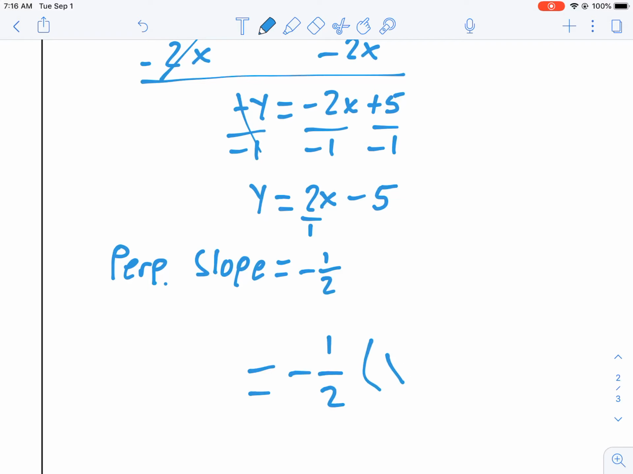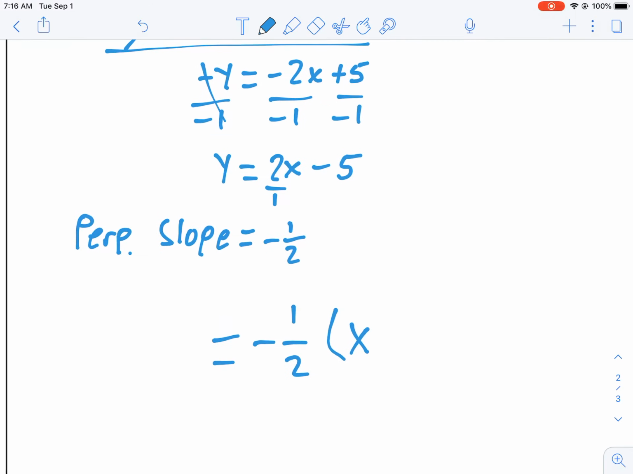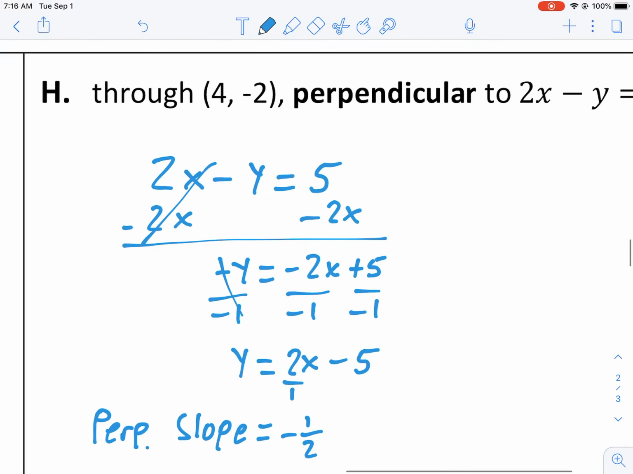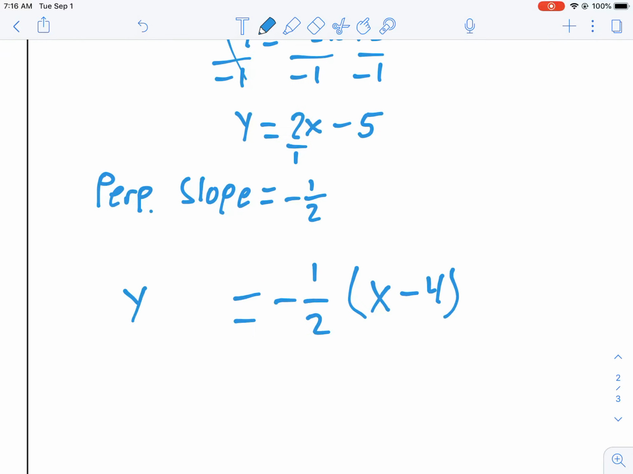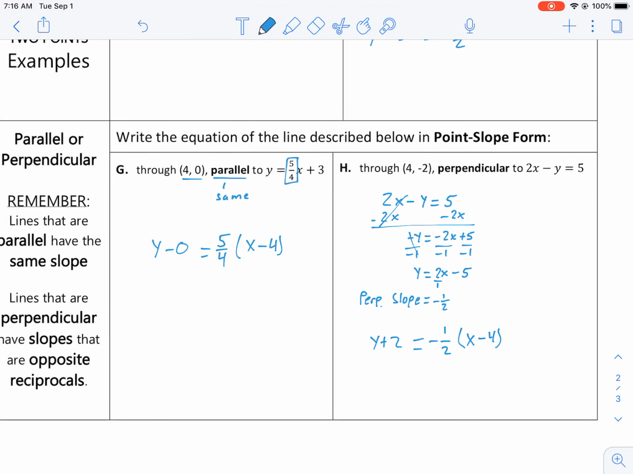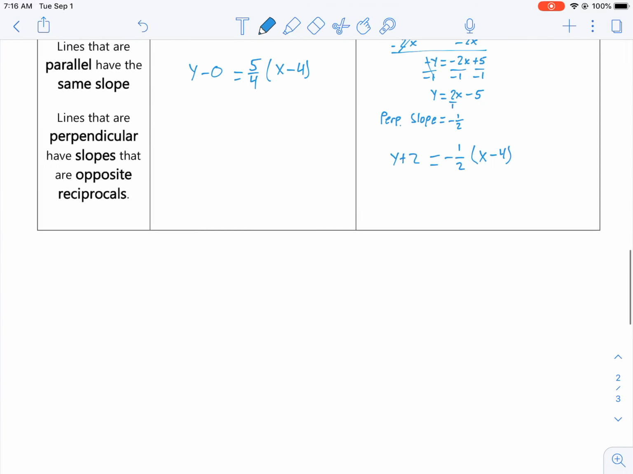All right, so our x value is 4, so we got x minus 4. Our y value is negative 2, so that becomes y plus 2. And we are done. All right, so that is the notes for today.